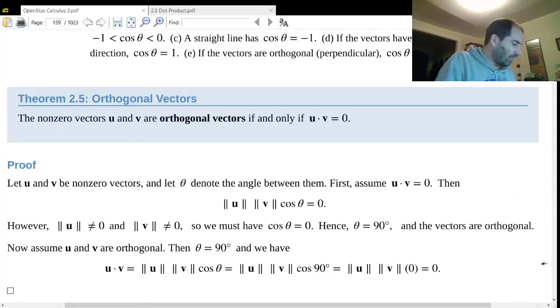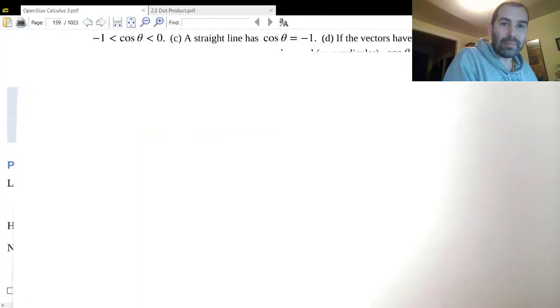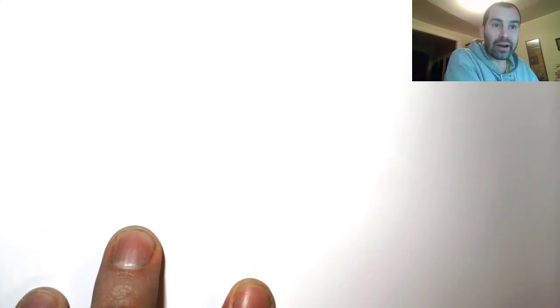Okay. The last thing we're going to do is we're going to talk about projections. This is a very useful application of dot product. It is very often the case that we want to project one vector onto another one.